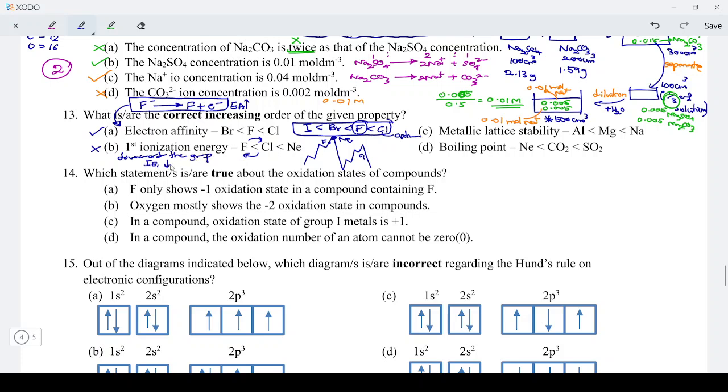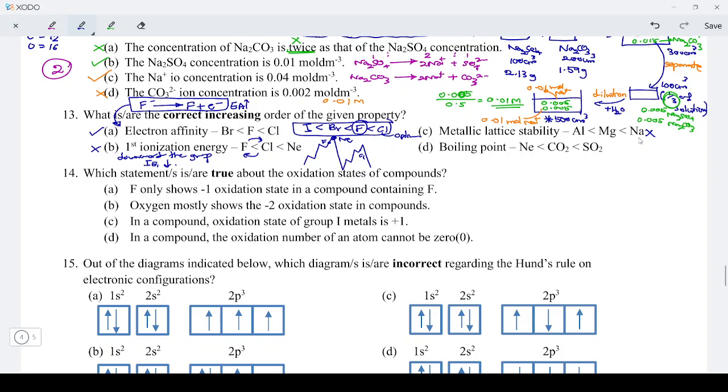IE1 decreases. Okay, then you can see the next statement, metallic lattice stability. So this is going to be wrong again, because metallic bond strength depends on three factors: the number of free electrons, their charge and their size. We discussed that same point in our 10th paper also, for the same elements.